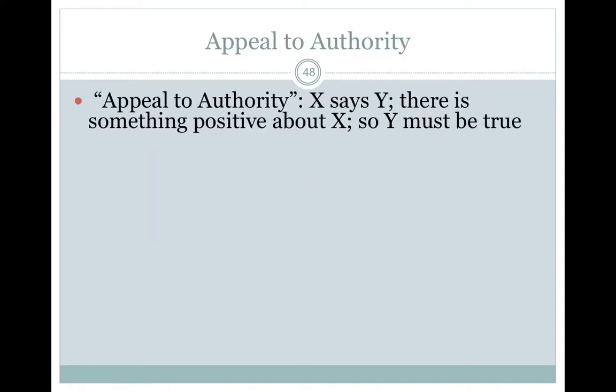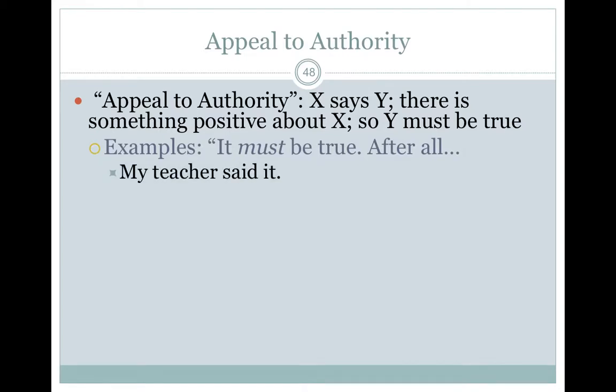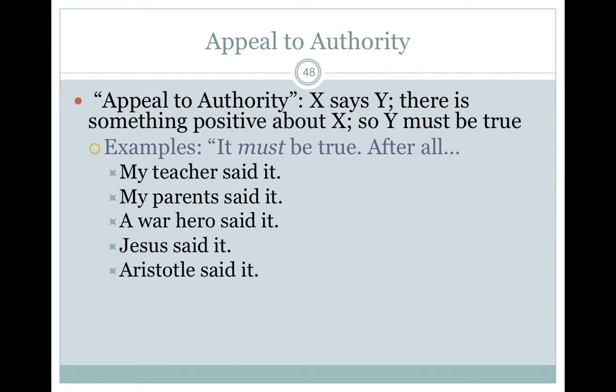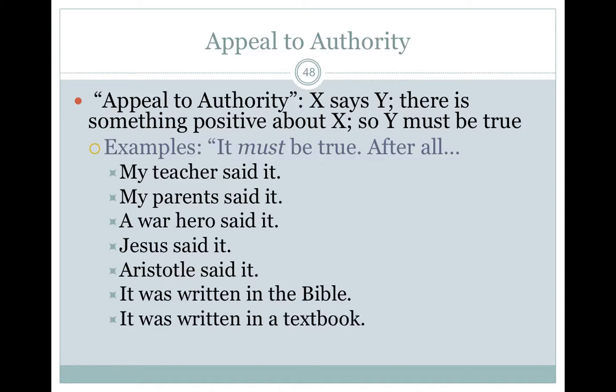Okay, second, appeal to authority. This is probably familiar. It's when a person says, well, X says Y, there's something positive about X, so Y must be true. So here's some examples. This must be true. After all, my teacher said it, and that's a respectable authority. My parents said it, a war hero said it, Jesus said it, Aristotle said it, it was written in the Bible or in a textbook. Appeals to authority are bad. I'll leave it to you to think about why.